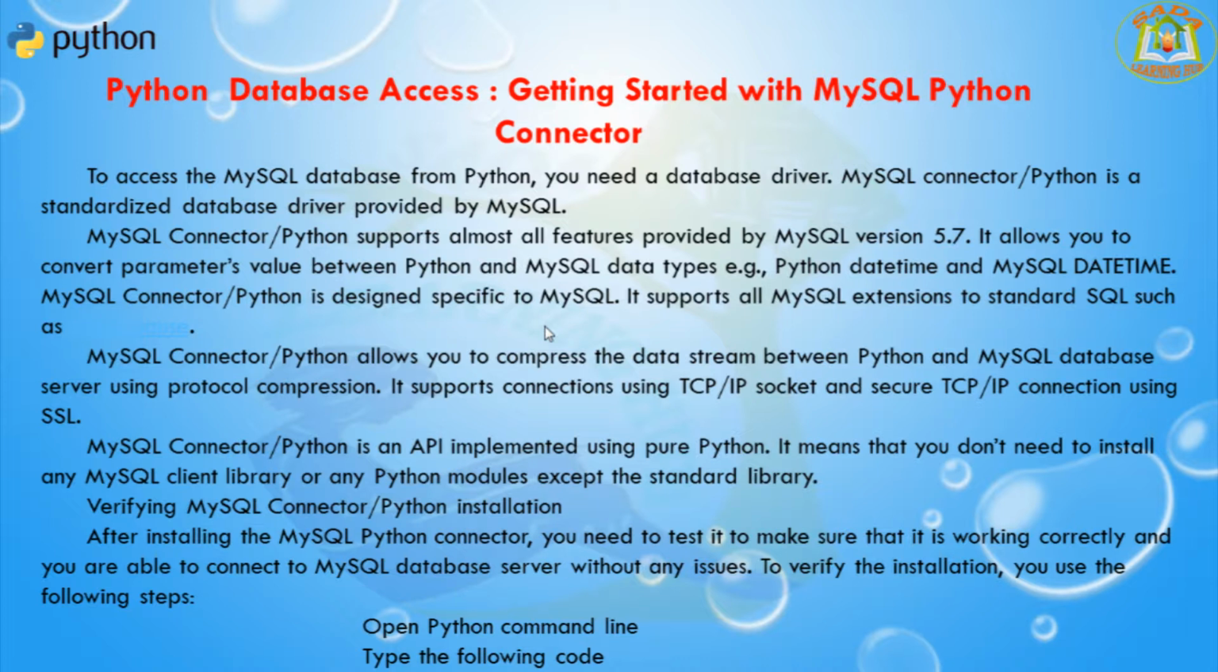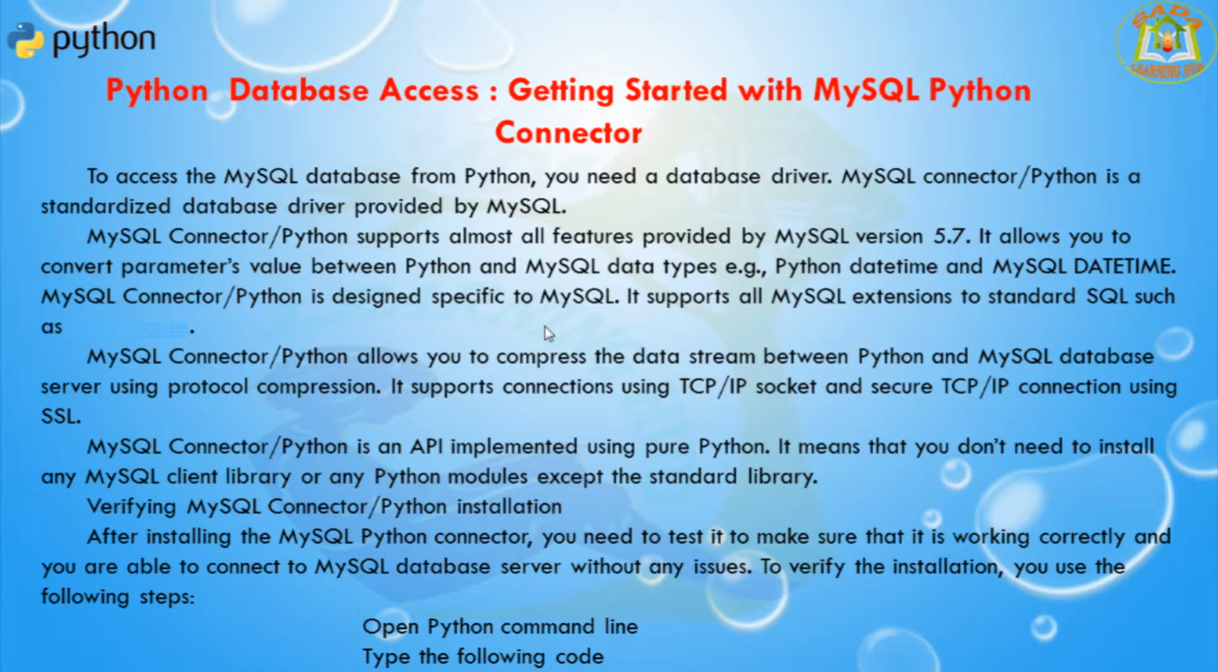MySQL Connector Python is an API implemented using pure Python. If you want to connect with MySQL, Python's connector is the bridge between the MySQL database and Python. That library is implemented purely in Python. It means that you don't need to install any MySQL client library or any Python modules except the standard library. We will cover MySQL Connector Python 2.0, which supports Python versions 2.6 and 2.7 and 3.3 onwards.